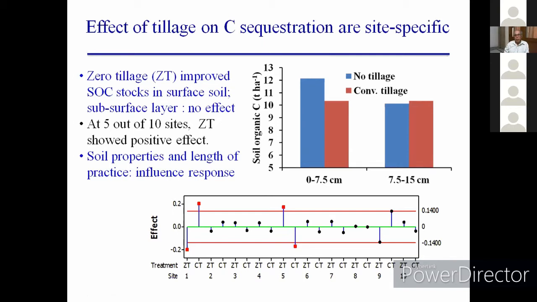That means soil properties, which I said in the very beginning, the core soil properties. One of the core soil properties in this case is soil texture. Soil texture will determine how fast and how quickly you will get the effect, and then how long this practice will continue. That's very important. That means the length of the practice and the soil properties determine the response to tillage.